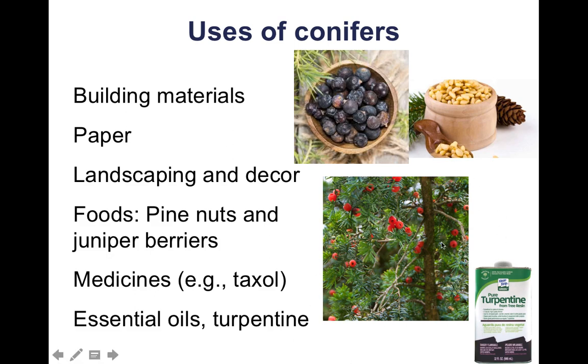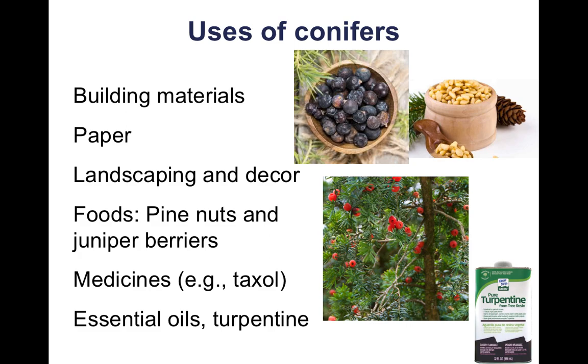There are medicines that we derive from conifers. One example is Taxol. Taxol is an important therapeutic agent that's used to treat breast cancer. And this was originally isolated from this plant here, which is called the Pacific yew.